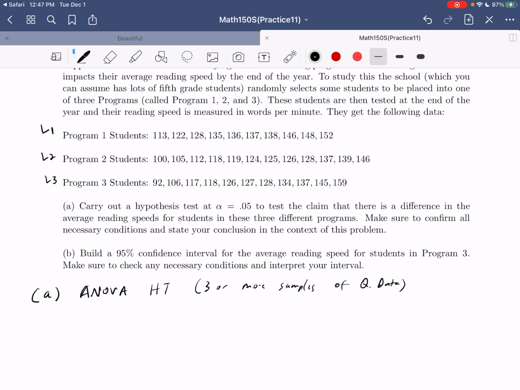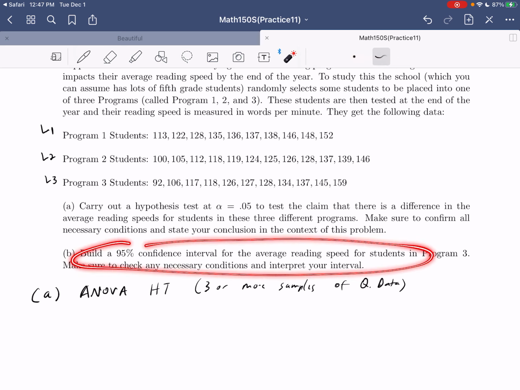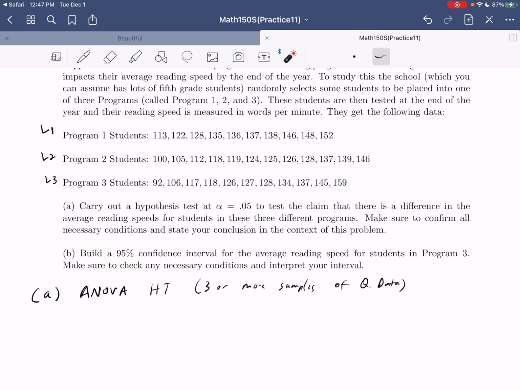All right, probably not a bad idea also to just go ahead and get their mean and standard deviation for each group. We will need that. We'll need at least the standard deviations later on when we get to the conditions of the ANOVA test. And also, just looking ahead, we do have a confidence interval to build, at least for Program 3, so we're certainly going to need the mean and standard deviation for Program 3. So let's go ahead and do one variable stats on all of these. So we'll do stat, calc, 1 variable stats. We'll do L1 first, and I'll just record that stuff here.